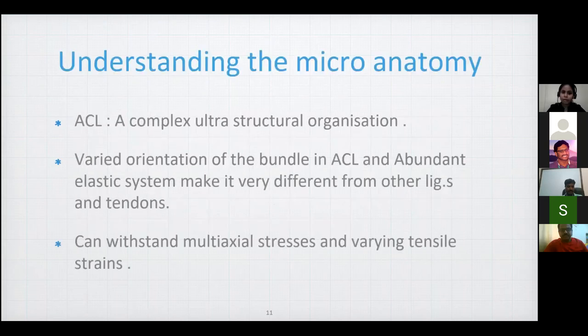Understanding the microanatomy of the ACL. As I said, the ACL is a complex structure. They're saying the ACL has a complex ultrastructural organization. The varied orientation of the bundles in the ACL and the abundant elastic system make it very different from any other ligament or tendon. It can withstand multi-axial stresses and varying tensile strains.